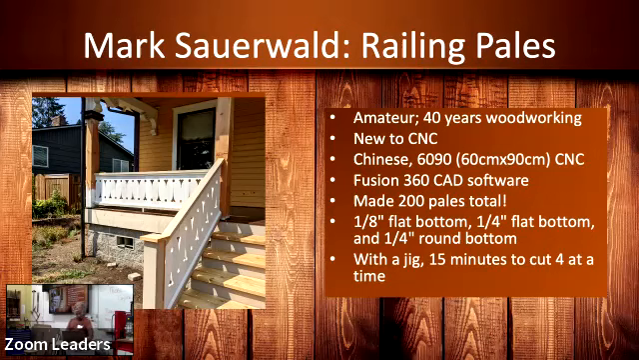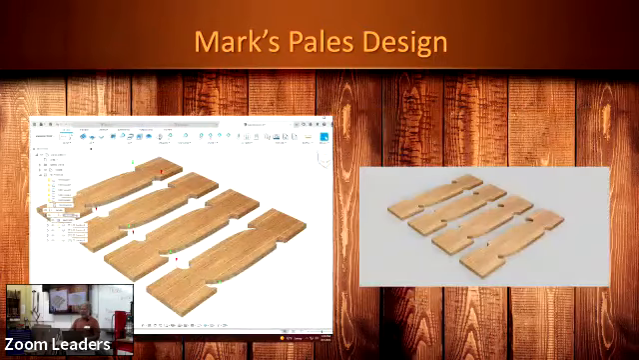In this particular project, he's been working on railings, using Fusion 360 to do it. The pickets are the pieces in the rail. He made 200 of them. You can see that with a jig, he's able to cut 4 of them at a time, 15 minutes a piece. Here's what the design looked like in Fusion 360. Really nice work. 15 minutes, bing, bang, boom. None of that fancy detail stuff.